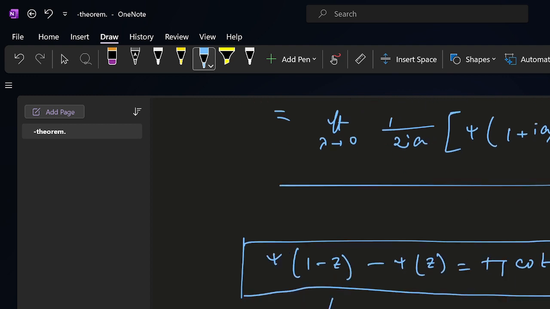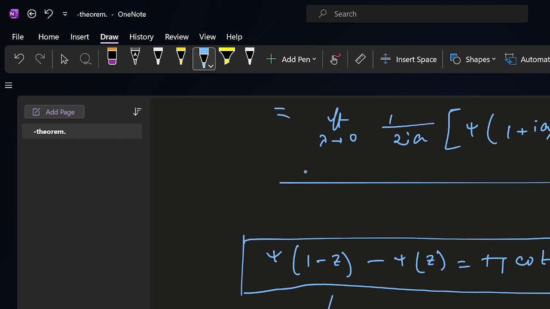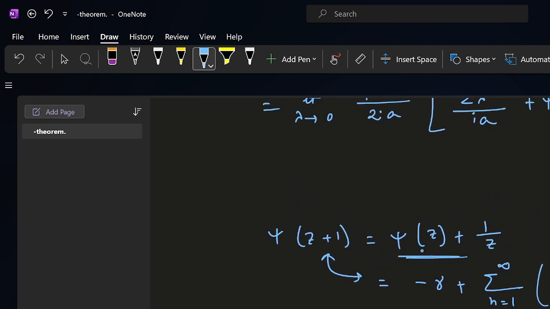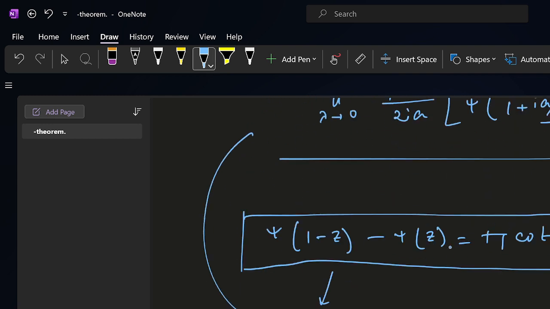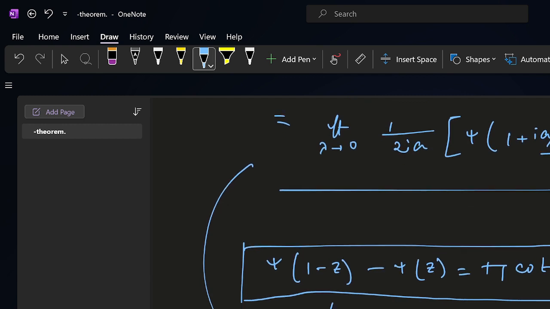So you can simplify it further, as it is equal to the limit of lambda tends to 0, 1 by 2ia, and then it is basically psi of 1 plus z. So what is psi of 1 plus z? Let us look at that. Psi of 1 plus z is equal to psi of z plus 1 by z. So now it becomes useful that you express psi of 1 plus ia by lambda as psi of ia by lambda plus 1 by z, which is lambda by ia, minus the second part, which remains as it is.